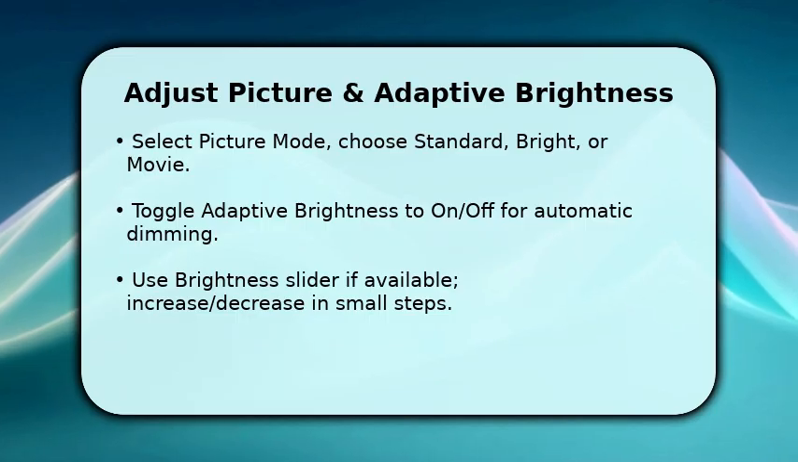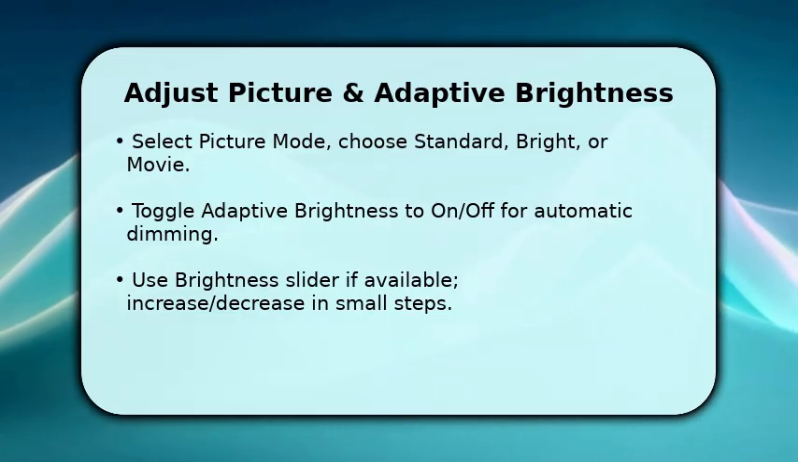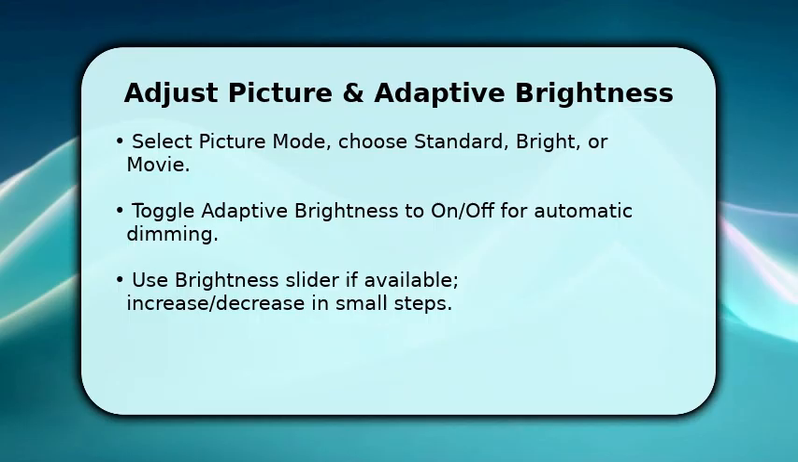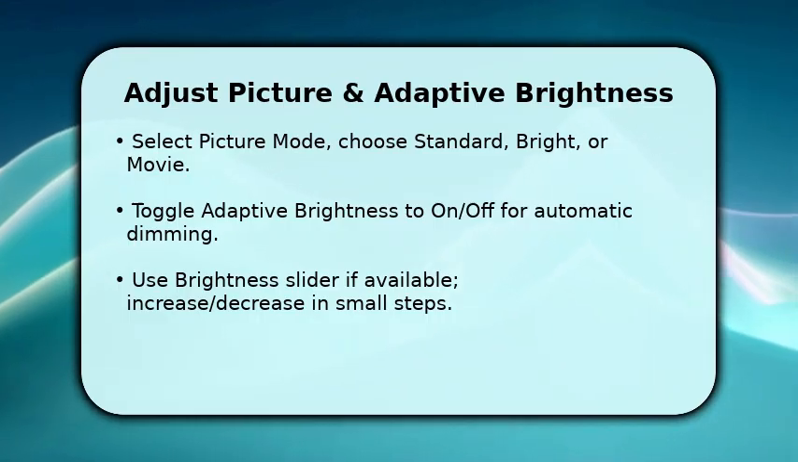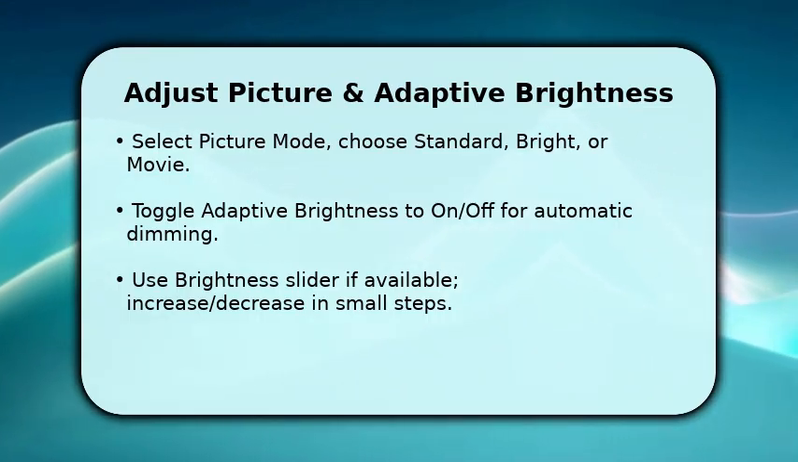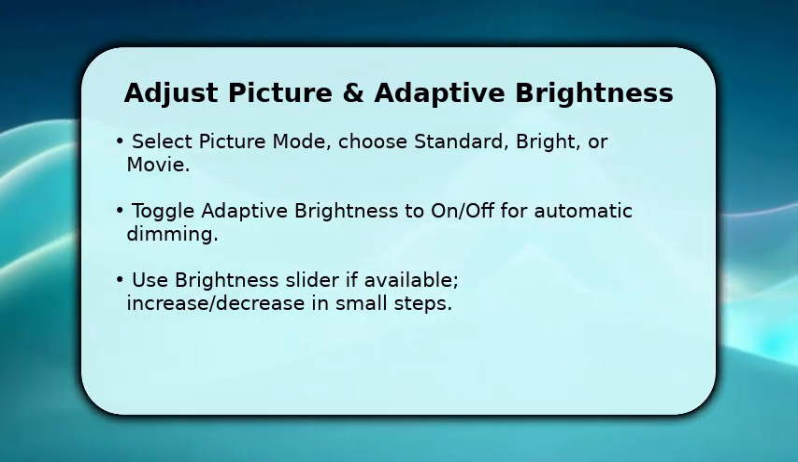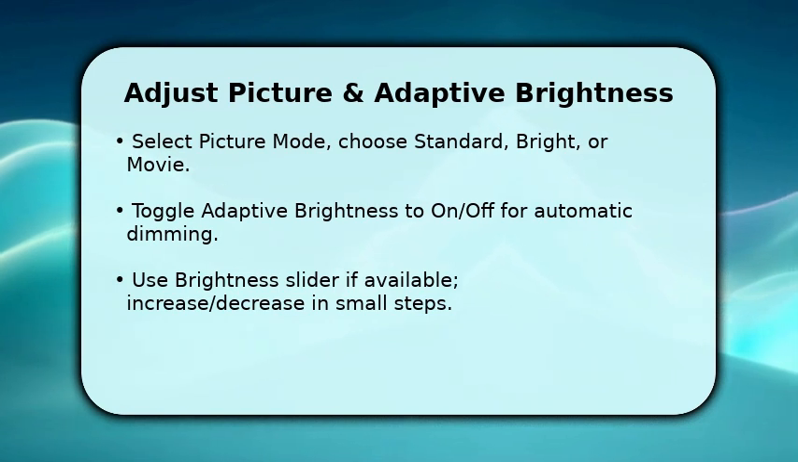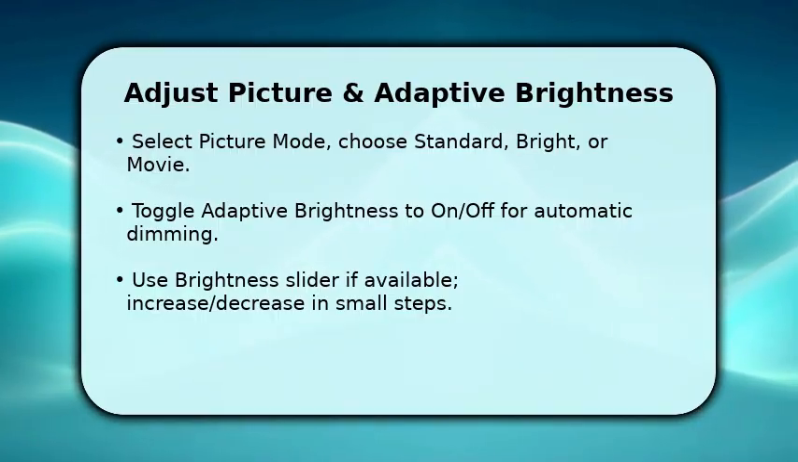If you see a brightness slider, nudge it in small increments and watch the screen. Small changes matter. Make sure to test with different content. You want comfortable brightness without crushing shadow detail or blowing out highlights. After adjusting, confirm and exit settings, then sample multiple apps and menus so you know the change is consistent.